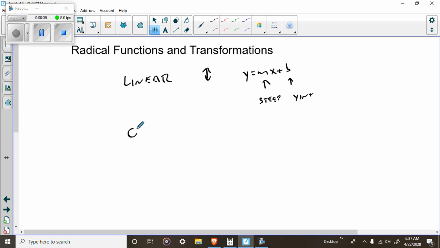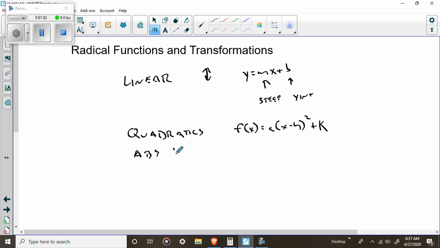Then we talked about quadratic, and we talked about that fairly recently. That was f of x equals a(x minus h) squared plus k. And that was also very similar when we did absolute value. Same thing, a|x minus h| plus k. So we looked at some of these things and what happened to the graphs and how they changed.